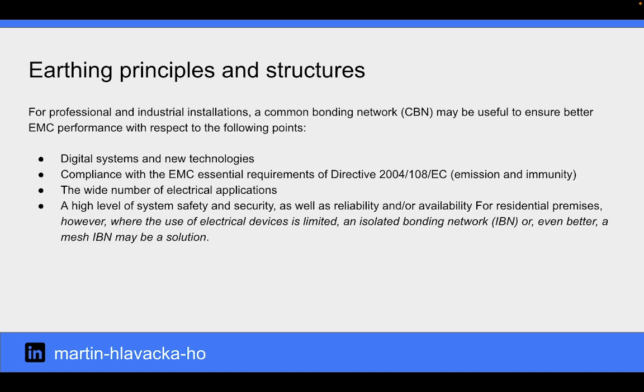For professional and industrial installations, a common bonding network may be useful to ensure better EMC performance concerning the following points: digital systems and new technologies, compliance with the EMC essential requirements of Directive 2004/108/EC, the wide number of electrical applications, and a high level of system safety and security, as well as reliability and availability for residential premises.